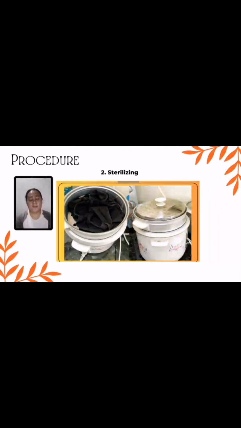Second step is we need to sterilize our pre-washed cloth or towel for the soap insulation process through steaming. Use the steamer provided by the instructor to sterilize the cloth, or you can use a rice cooker as a steamer. We need to steam this for 15 minutes only and secure the sterilized cloth or towel in a clean plastic.